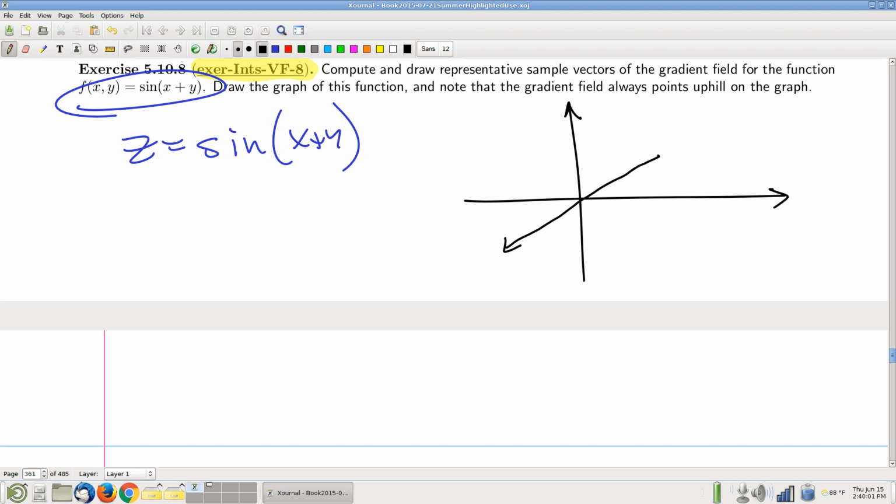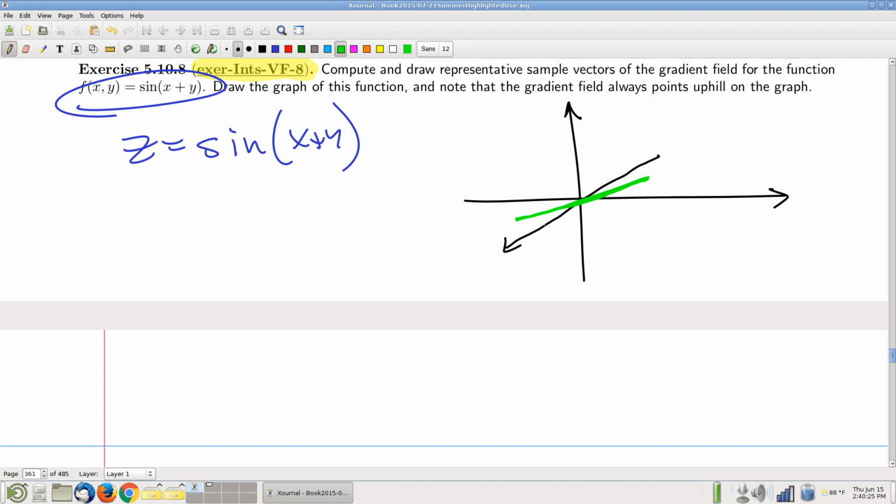So when x plus y is a constant, there's x plus y equals 0. All of those points have the same value of z, and in particular, when x plus y is equal to 0, sine of 0 is 0, and so here's a bunch of points on that graph. And then repeat for different values of x plus y.